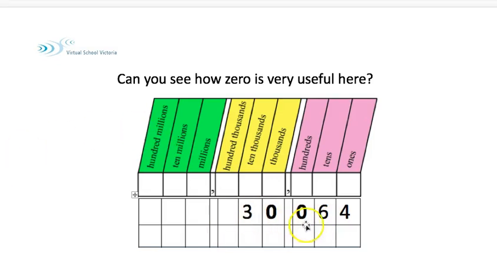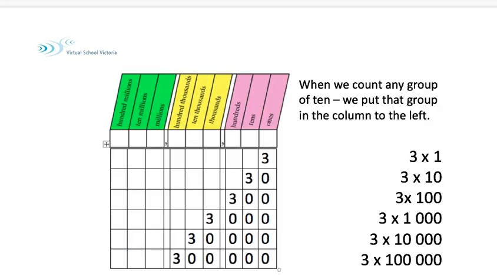So you can see where zeros are useful. This would look like a very different number if we didn't have the zeros. By placing the zeros there, it puts the 3 in the 10,000s column, making it 30,064. Now, you often hear adults and other people talking about, oh, just add a 0.